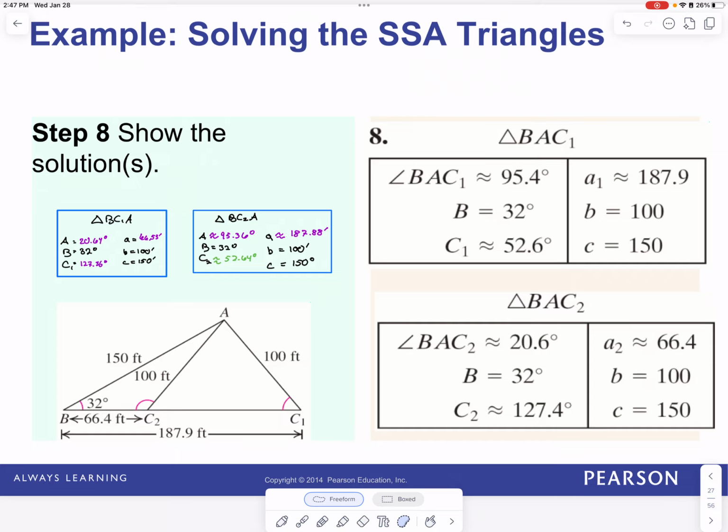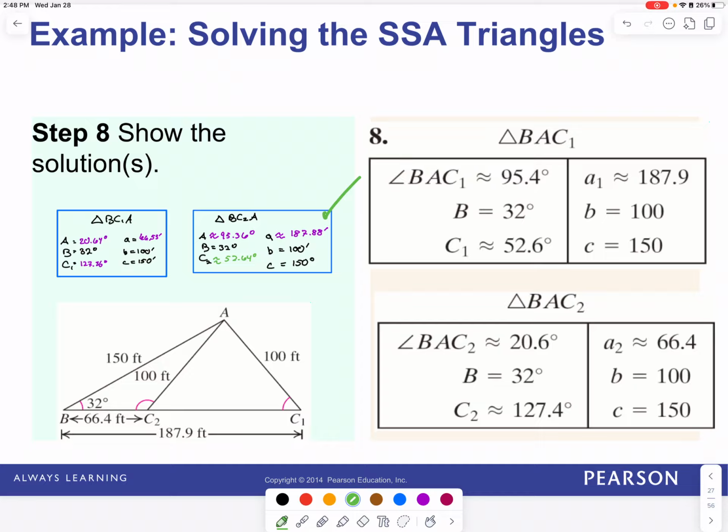Okay, let's see. So they did BAC1. That's our guy on the right, the label. 95.4 is what we got. 32, 52.6, we got that. And then 187.9, we got that. 100 and 150. Woohoo, right? So we got the same thing there. So that one checked out. So if that one's good, the other one should be good as well. 20.6, 32, 127.4. So they just did one decimal place. That's fine.